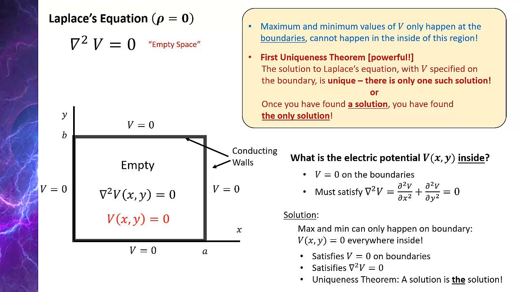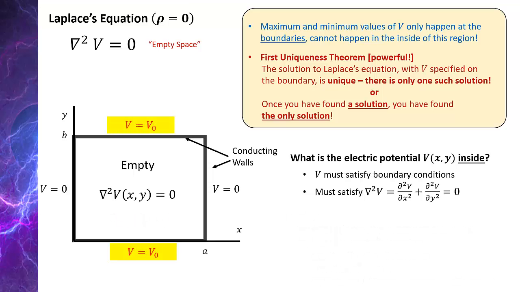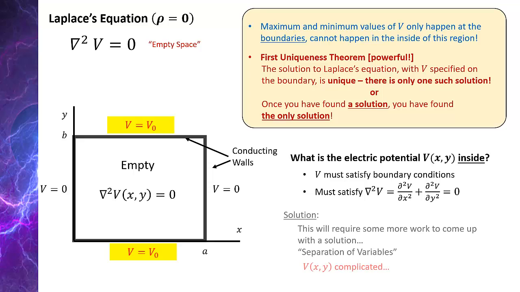Now you might be wondering, is there ever a case where I get a non-trivial solution where I actually have to do any work? And indeed, there is such a case, where, for instance, you have an electric potential of 0 on the left and right walls, but a constant electric potential of, say, V0 on the top and the bottom of the box. In this case, the electric potential must satisfy these boundary conditions, but the boundary conditions are a little bit more complicated. And it must satisfy Laplace's equation in the interior of this box.